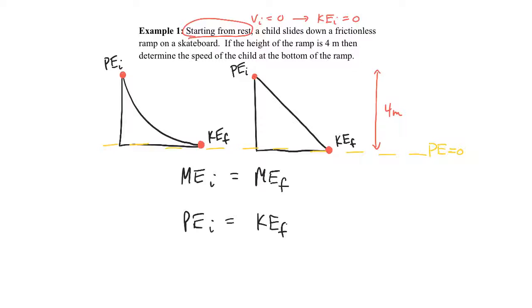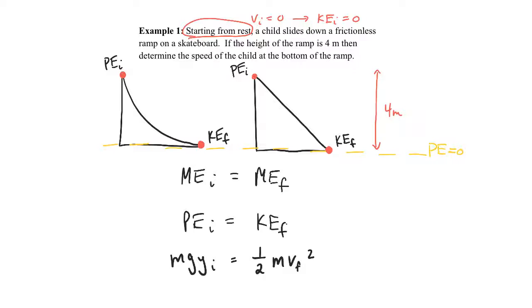Let's go ahead and fill in our formulas. This is mgy. I'm going to call it yi because it's initial again. Remember, my subscripts carry down. If I have a starting potential energy, it's because I have a starting height. At the end, we have velocity, and that's what we're trying to search for. So I'm going to call that vf because it's the velocity at the end of the problem. Whereas the velocity at the beginning of the problem was 0. This object started from rest.